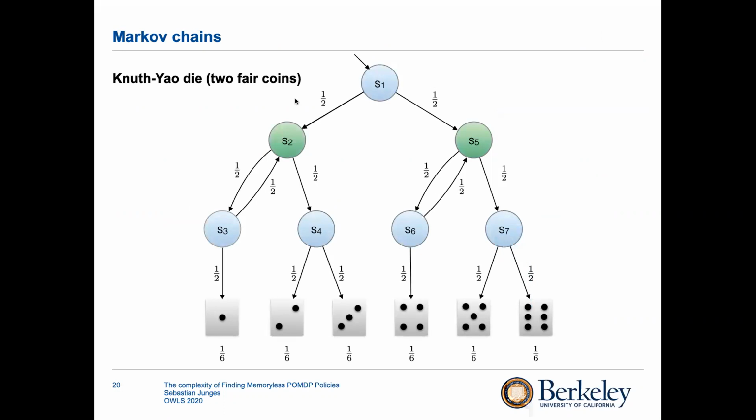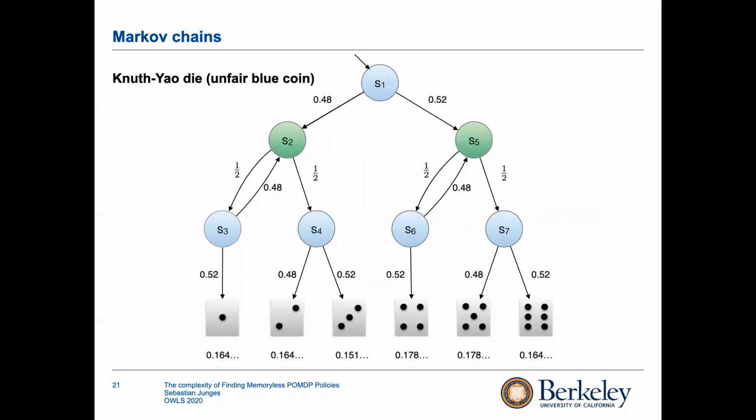And for the sake of our later argument, this is the Knuth-Yao die, and what we're going to do is we're going to flip coins, and we have two different coins. They're both fair, so it doesn't really matter. Start with the blue coin. We flip a couple of times, and if we reach one of these states, we can show that we reach each of these states with probability 1/6. Now assume that the blue coin is no longer fair, and you can see that these probabilities are going to change.